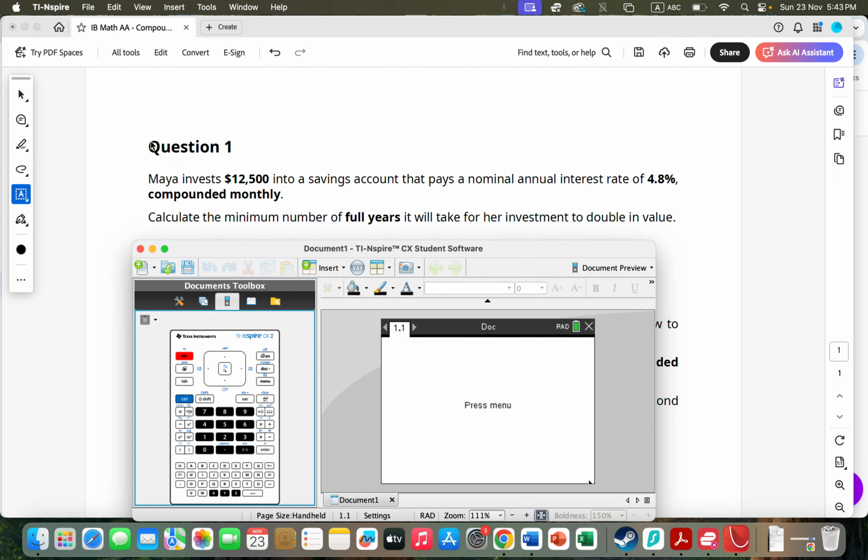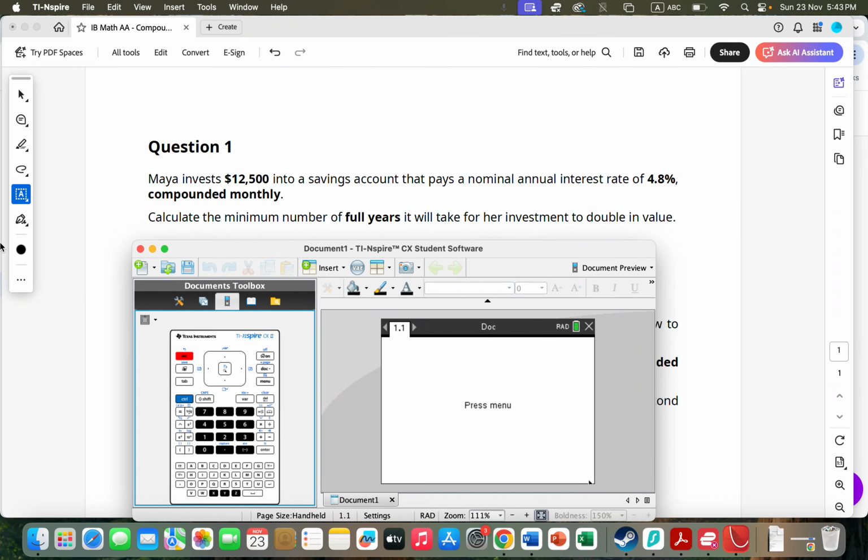Okay, so the question is looking at how many years it will take for the investment to double in value. One thing to take note of is that the interest will be compounded monthly, which is obviously highlighted in bold as well. So let's get cracking with this question.